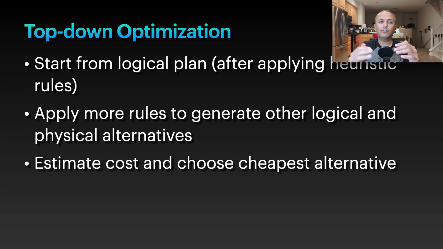The idea for the top-down approach is that we're starting with a logical plan. This is the logical plan that we have after doing all the heuristic rule-based optimizations. So we still have a logical plan, and that logical plan is a complete plan. We start applying more transformation rules on this plan. These transformation rules will generate more alternatives and also start generating physical operations, or a physical plan. Once we have these alternatives, then we can start estimating the costs of each of these alternatives and then comparing them to find the cheapest alternative.